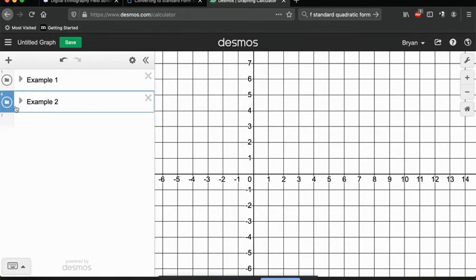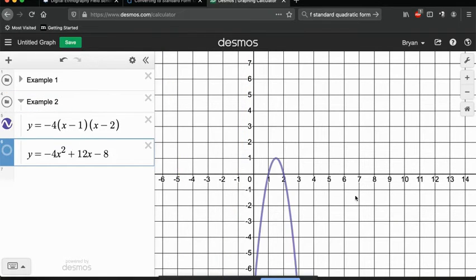All right, so now let's take a look at the graph. Turn that one off. All right, there was the original. And here is what we got after we converted to standard form. And you'll notice, once again, that there's the same exact parabola.